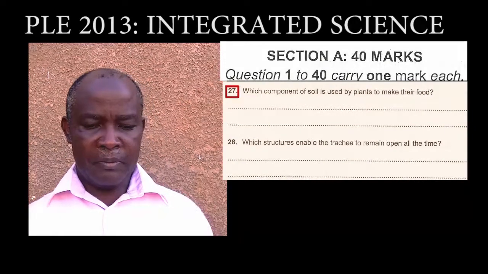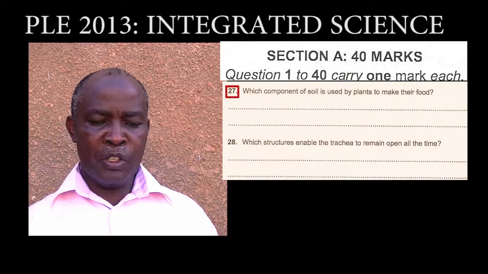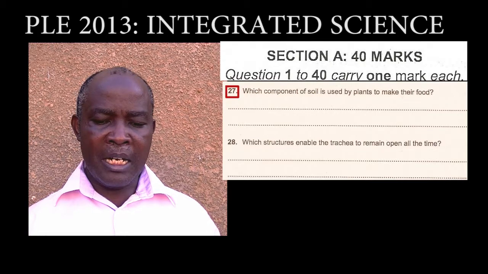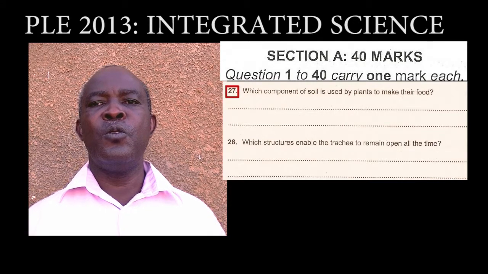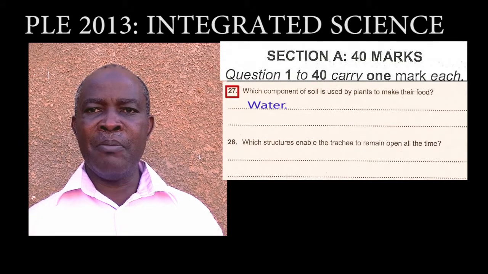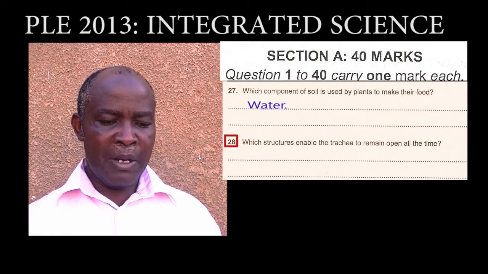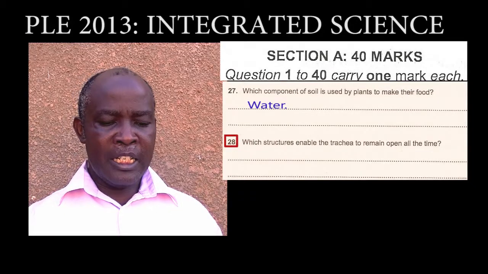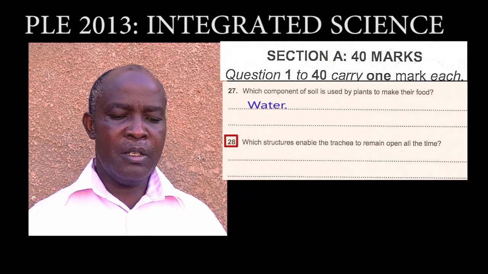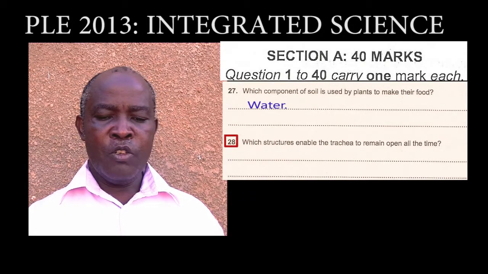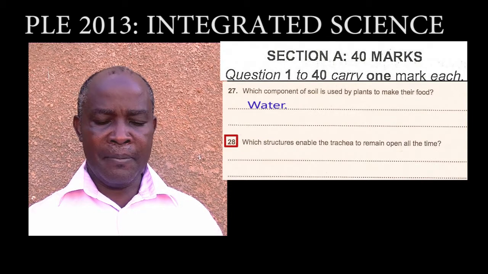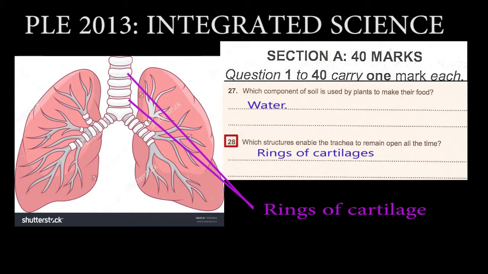Number 27. Which component of soil is used by plants to make their food? Water is used by the plant to make their food. Number 28. Which structures enable the trachea to remain open all the time? Rings of cartilage.